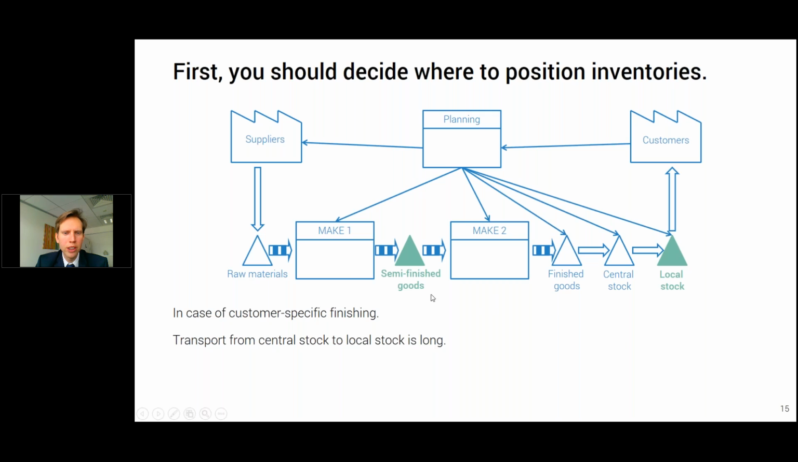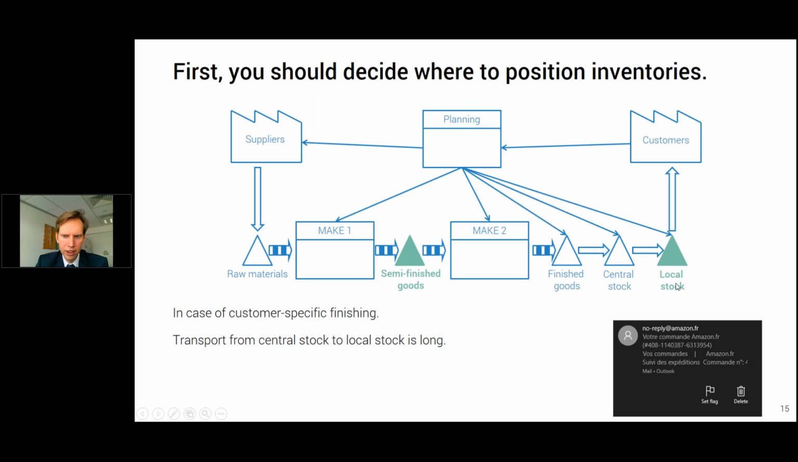is we buffer on the semi-finished goods because there is still commonality, but we have already passed production phase one, right? And then we do not buffer anything anymore, and we keep the inventory finally in a local stock close to the customer, because that is the point where I get best customer service, and there is no risk pooling anyway in this process.